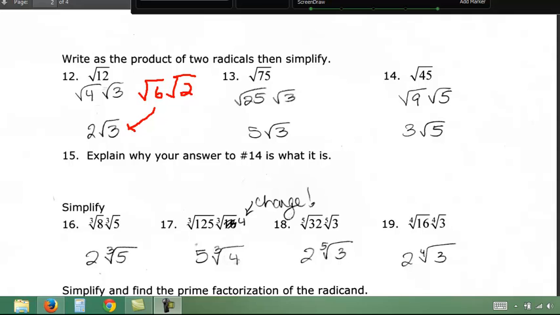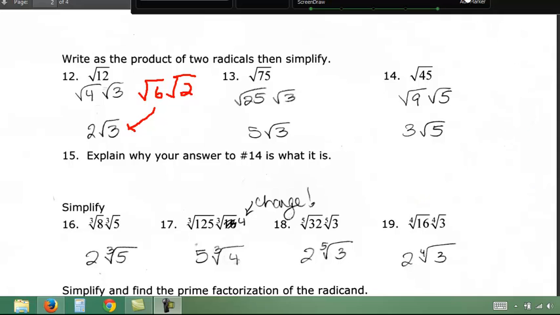16 and 17, you can look at cube root of 8 ends up to be 2. Cube root of 5 you can't do, so it's just like that. I did make an error there. That should have been a 4 for number 17. And notice they all nicely simplify.